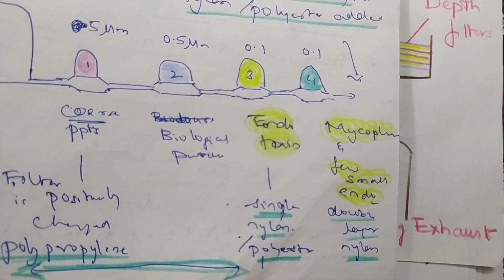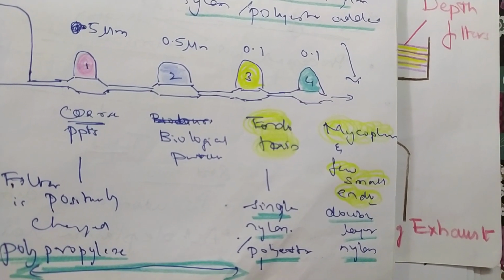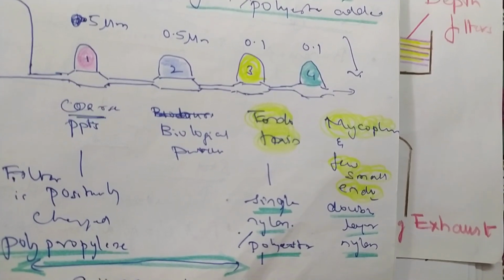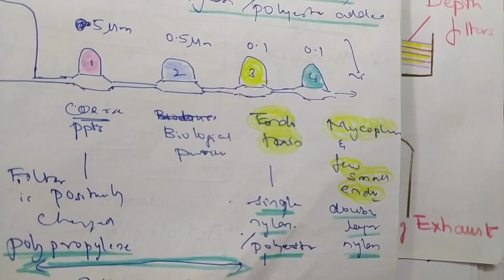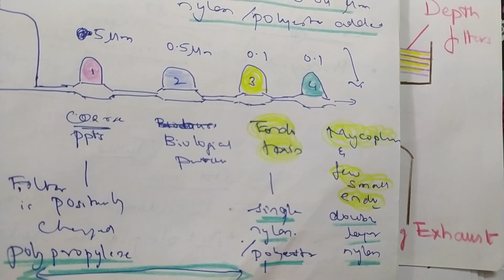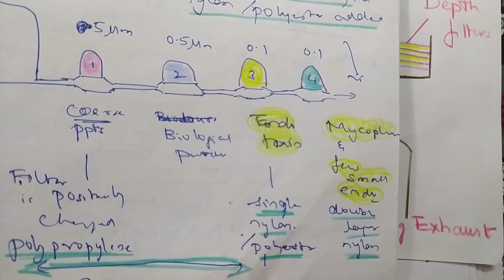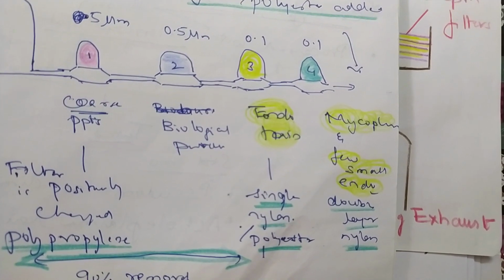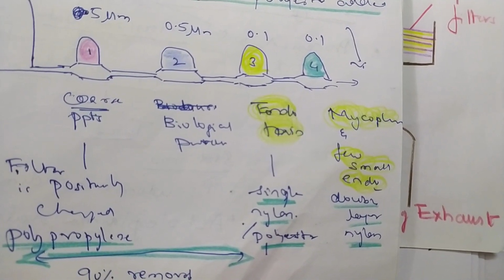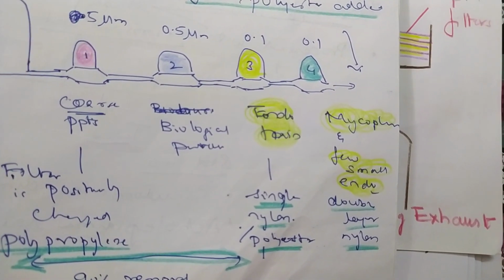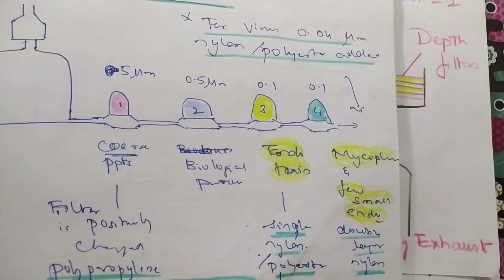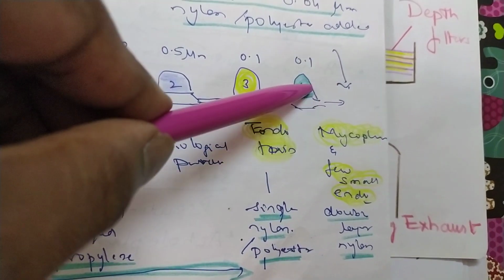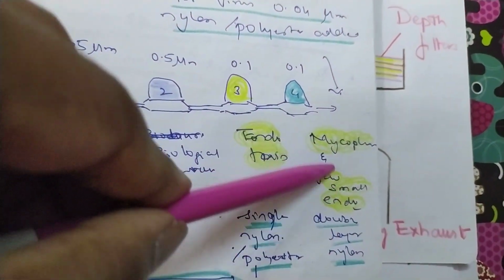Then the biological process where you remove the microorganisms and all. And then the third filter is 0.1, where it removes endotoxins, and it is single nylon polyester. The first and second are made of polypropylene. The fourth one removes mycoplasma and small endotoxins. It's a double layered nylon. So let us talk about these two here. There's an endotoxin remover, there's a mycoplasma, and a remover of a few smaller endotoxins.